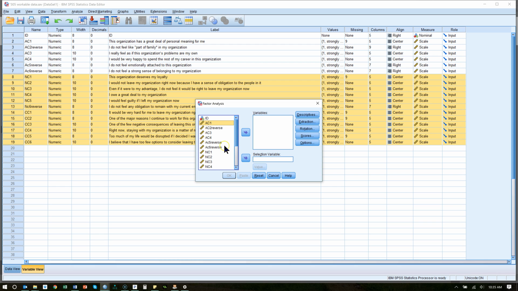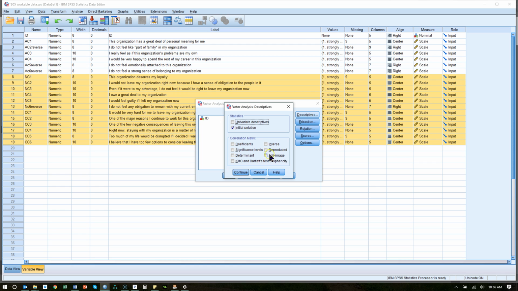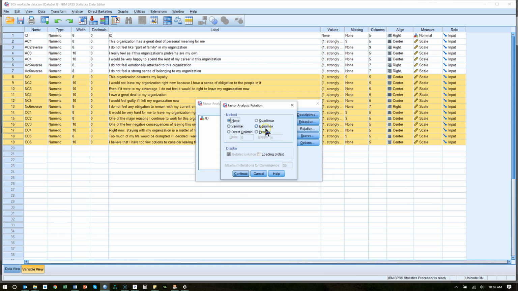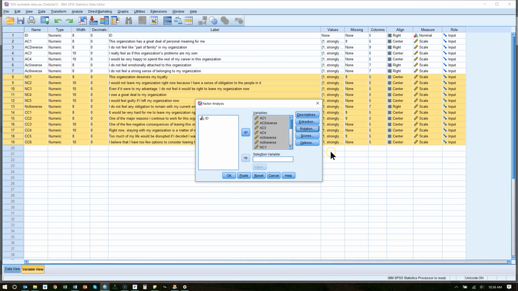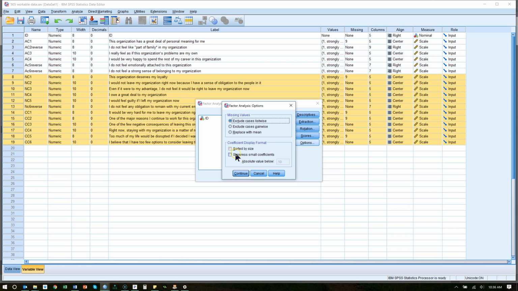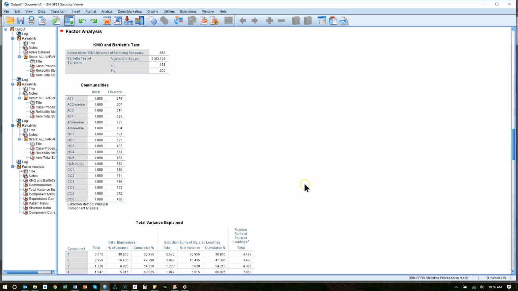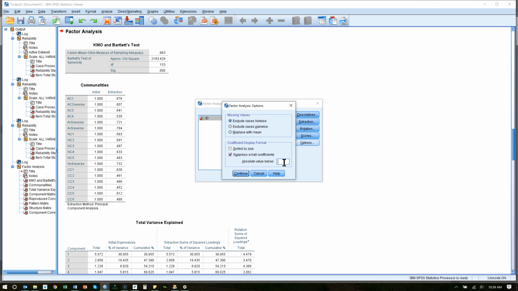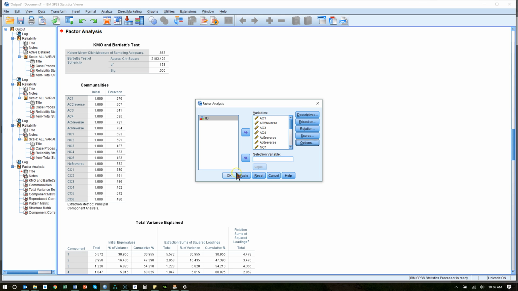Factor analysis. Let's go ahead and throw these all in here. And descriptives, I'll do a KMO and reproduced as usual. Extraction, I'm going to leave it as principal components for now, because we do expect those factors to be highly correlated. Options, I'm going to suppress small coefficients. I'm also going to sort by size. Well, not to start. Let's leave it off to start. And I didn't suppress properly. Let me go back and suppress one more time at 0.3. That just cleans it up a little bit.